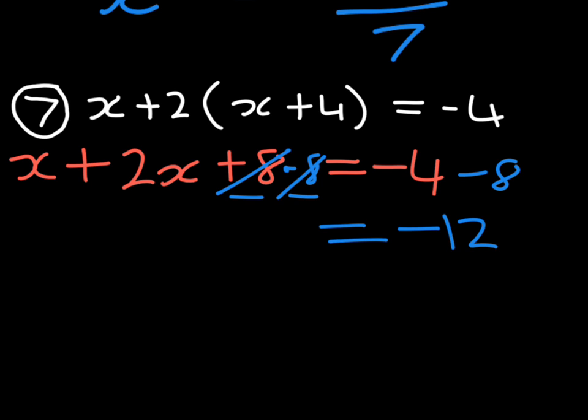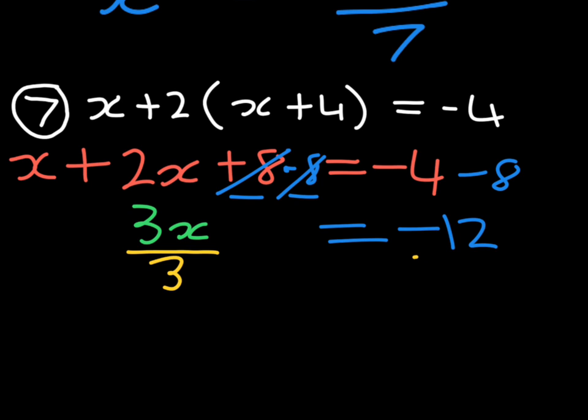On the left-hand side, we can see that we have an x plus 2x. Now, because both of these have the same variable, we can add them. And 1 plus 2 is 3, therefore 1x plus 2x gives us 3x. Now, we need to get x by itself. To do that, we are going to divide by the coefficient of x, which is 3.